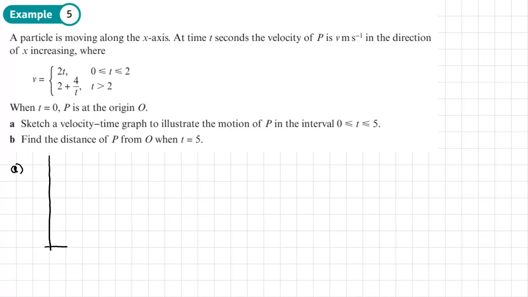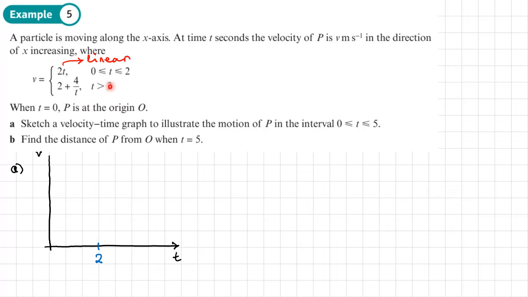And what we need to do in part A is to sketch a velocity time graph. So let's just draw our axis, velocity and time, and let's sketch each part separately. So we start with the first one, which is just between 0 and 2 seconds. Now this may not be to scale, it's just a sketch. And it's linear. First part there is linear.